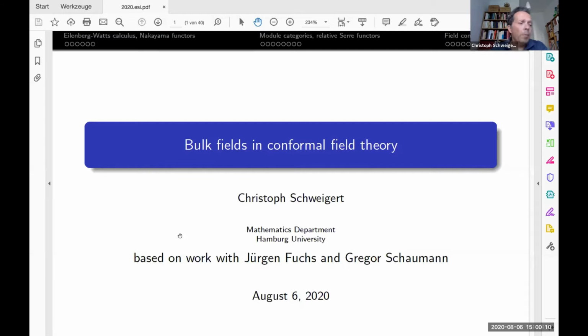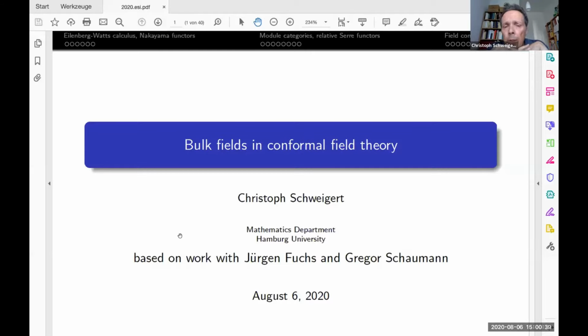And let me first recall one thing we've learned in Professor Wenn's lectures. He said that we have to learn category theory because it is really a very natural language. And what I want to show you is that category theory and really basic notions of category theory are the correct thing to address rather intricate objects, namely bulk fields in two-dimensional conformal field theory.